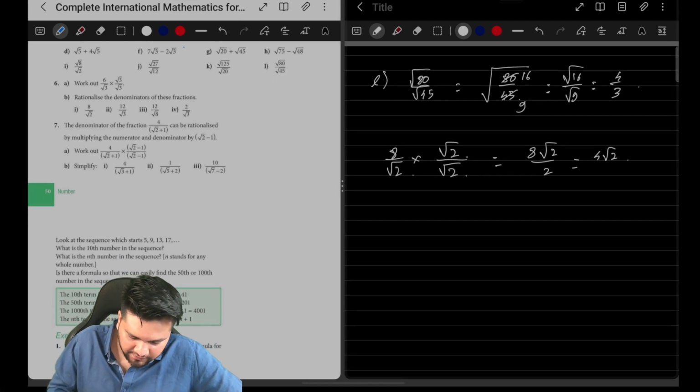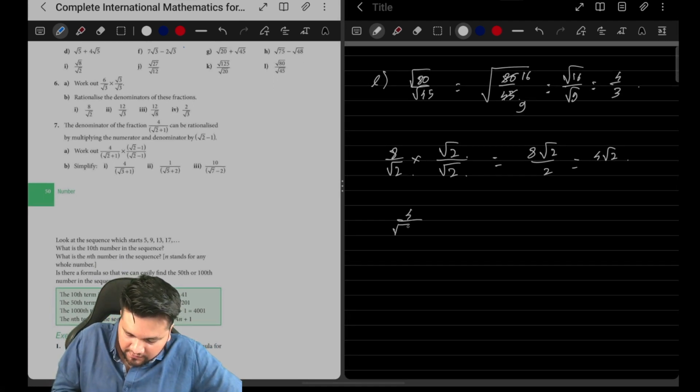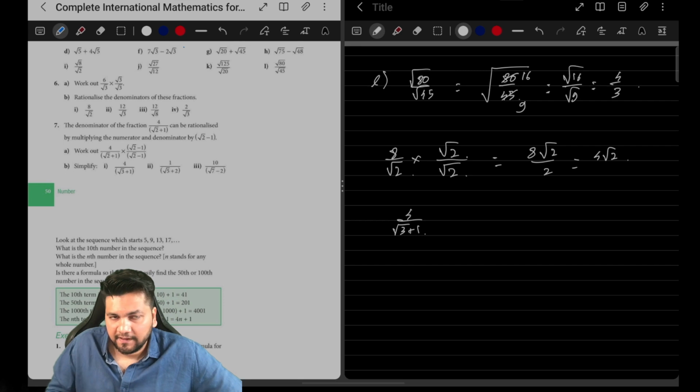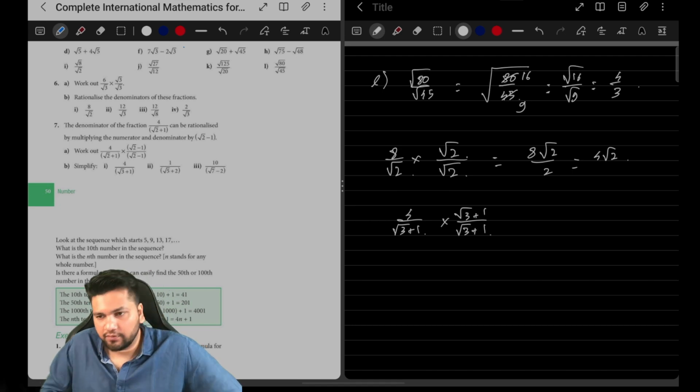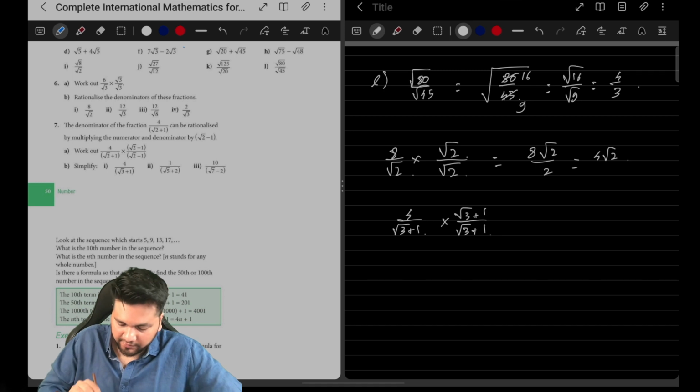But now when it comes to something like this, if I have 4 by root 3 plus 1, and I want to rationalize this, maybe you can think of multiplying by root 3 plus 1 upon root 3 plus 1. But if I do that, this is nothing but in the denominator. See, I don't care about the numerator. I only care about the denominator. I don't want root in the denominator, in short.